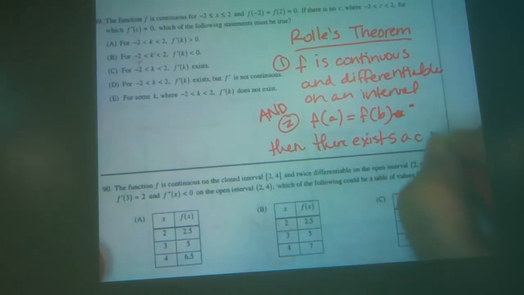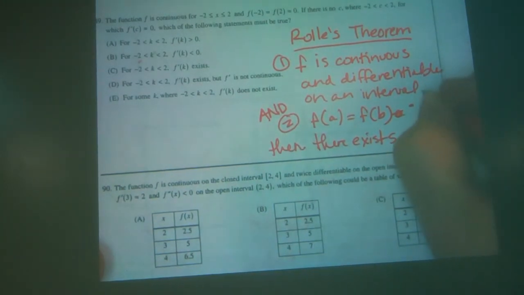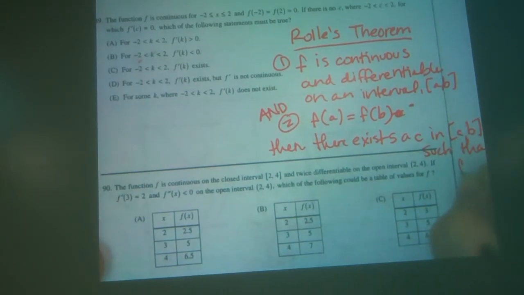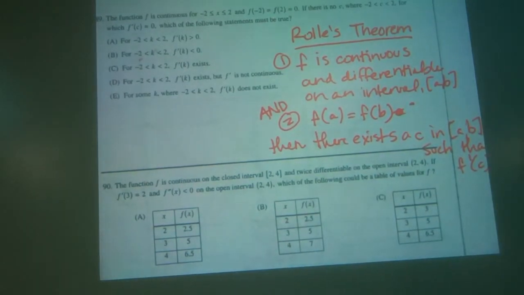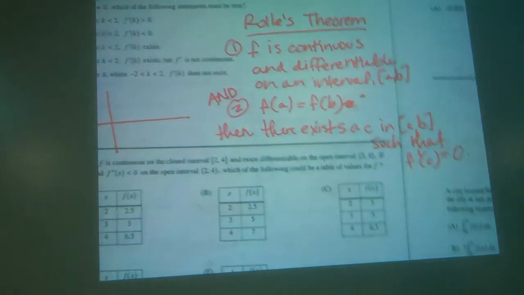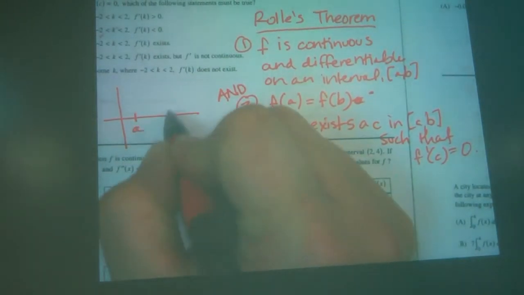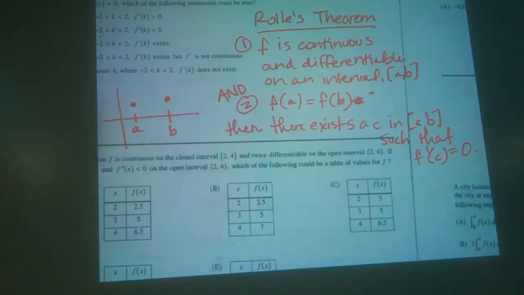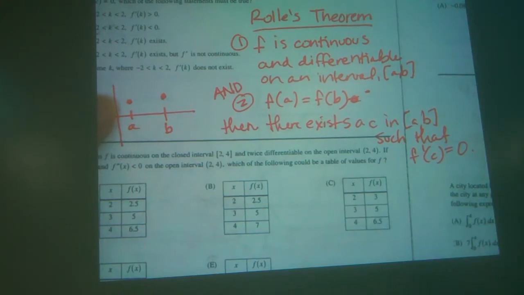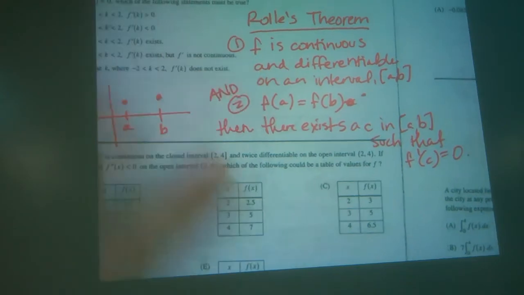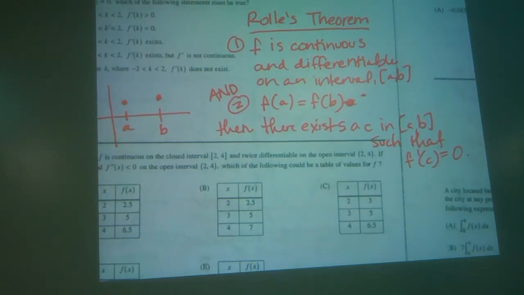Then there exists a value in that interval such that the derivative at that point is 0. So basically what it said was this: if you have a function that starts and stops at the same height, the only way to connect those two points with a nice continuous differentiable function is to make it so that someplace the slope would be 0.